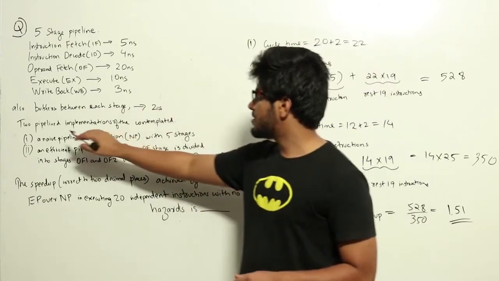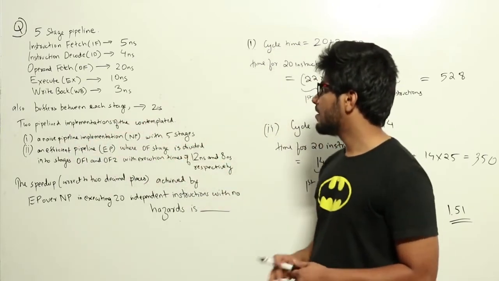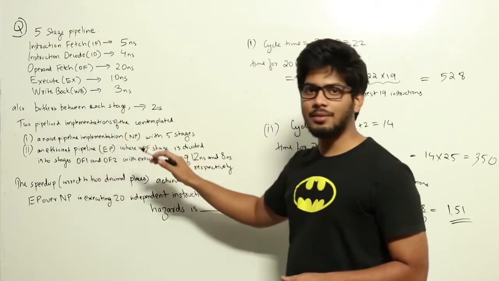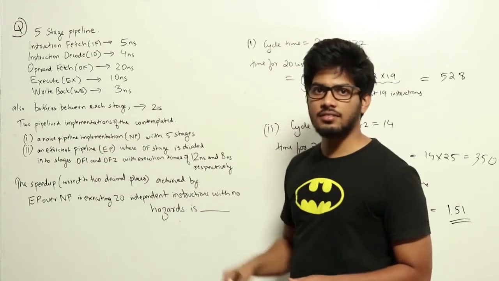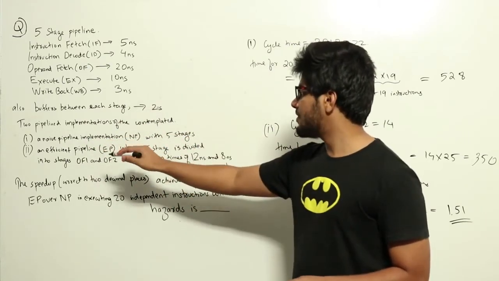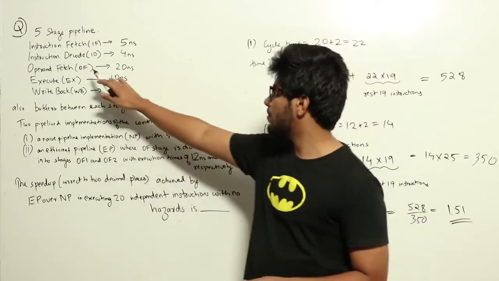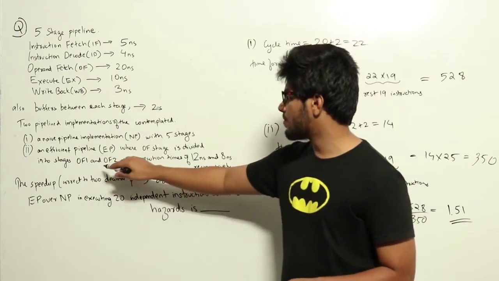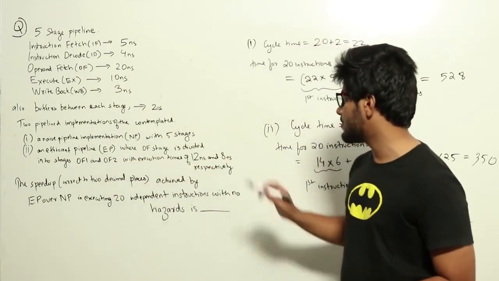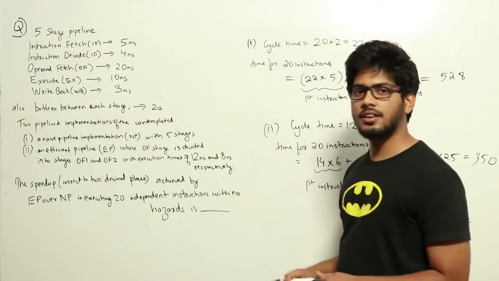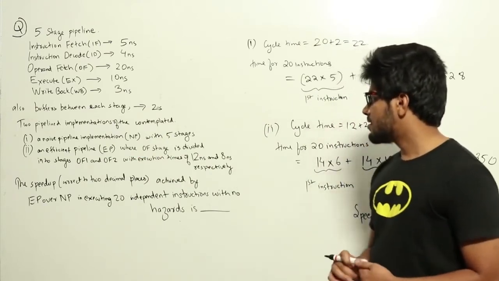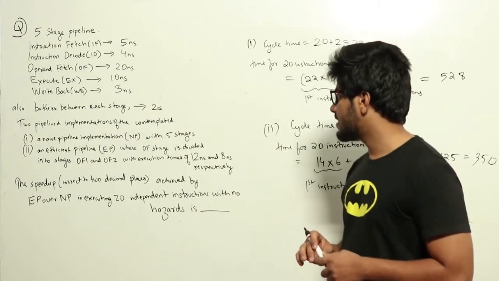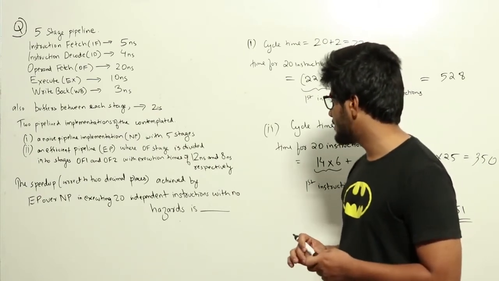Now, they have given us 2 pipeline implementations of this same processor. One is a naive pipeline implementation with these 5 stages written here. The second is an efficient pipeline implementation where this OF stage, which is operand fetch, is divided into 2 stages, OF1 and OF2, with execution times of 12 nanoseconds and 8 nanoseconds respectively. The speedup, corrected to 2 decimal places, achieved by EP over NP in executing 20 independent instructions with no hazard is dash.